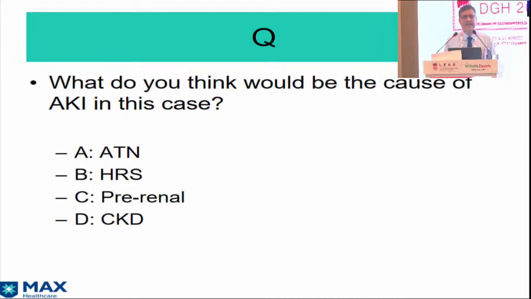So, show of hands: ATN, HRS, so no renal dysfunction at all. Pre-renal, I'm surprised. CKD, maybe none.